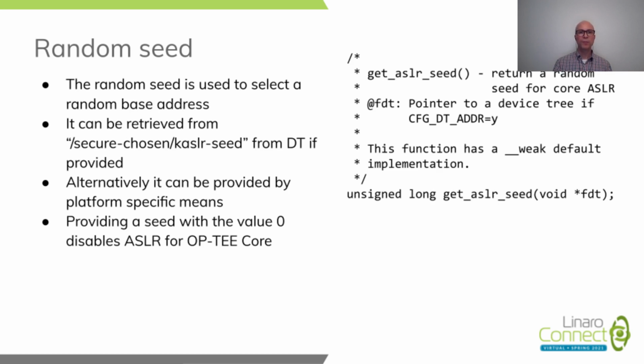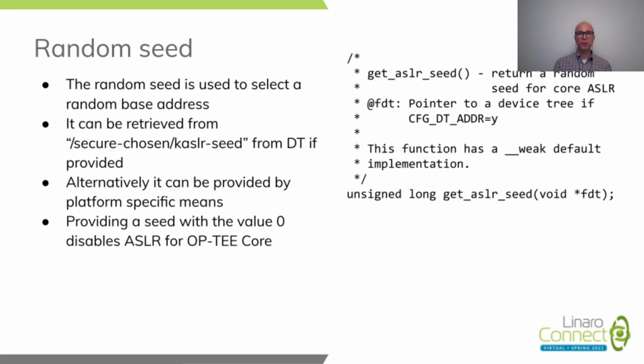Random seed. The random seed is used to select a random base address. This seed is needed really early when initializing OP-TEE, so some platforms may not be able to produce this inside OP-TEE itself. Instead, we may need to rely on the bootloader to supply it. In case a device tree is provided to OP-TEE when booting, it could be provided in the node secure-chosen, from the property kaslr-seed. This is analogous with how a seed for KASLR is provided to the Linux kernel.